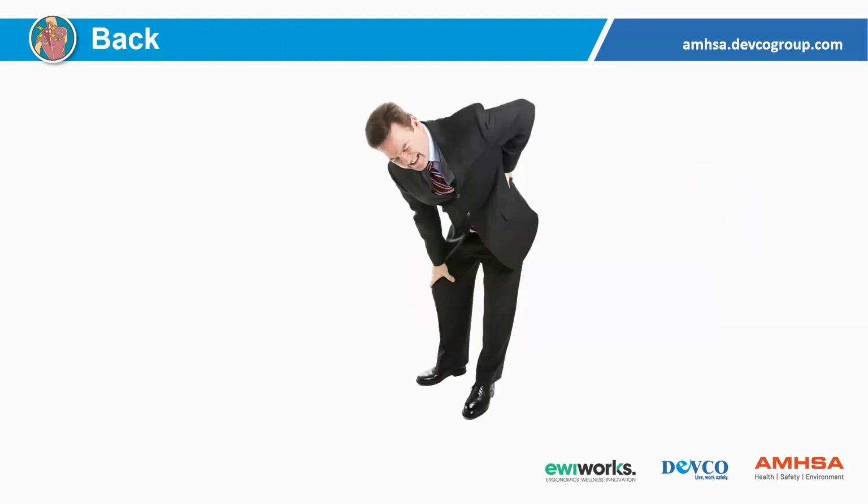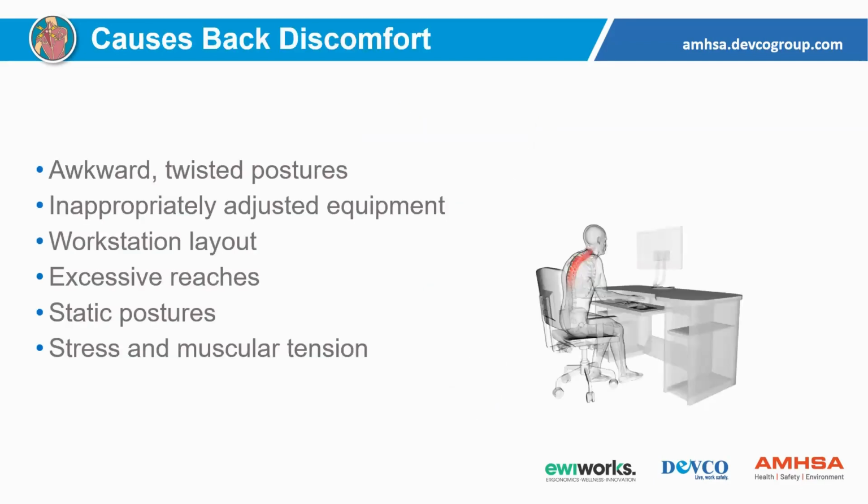All right, so we'll move on to the back next, and this is certainly an area of the body where we hear lots of complaints, and there's lots of things that can lead us to back discomfort. Certainly awkward or twisted postures, inappropriately adjusted equipment. I would say the office chair is the least understood piece of equipment in the office. You know, if it's got 3 or 4 paddles, we figure out which one makes it go up and down, and after that, we're generally kind of scared of it.